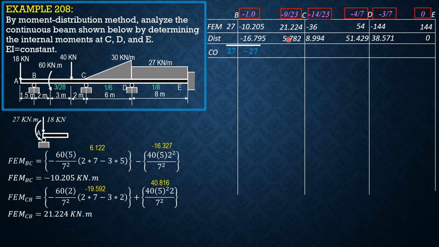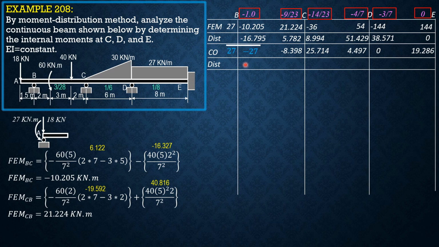Then we don't need to carry over half of 5.782 anymore because this is already balanced. So negative 16.795, put it here, times 0.5 or 1 half. Negative 8.398, 1 half of 51.429 is 25.714. 1 half of 8.944, 4.9497. 1 half of 0, 0. 1 half of 13.571, 19.286.